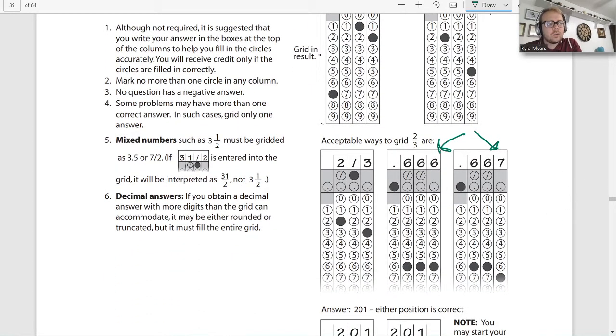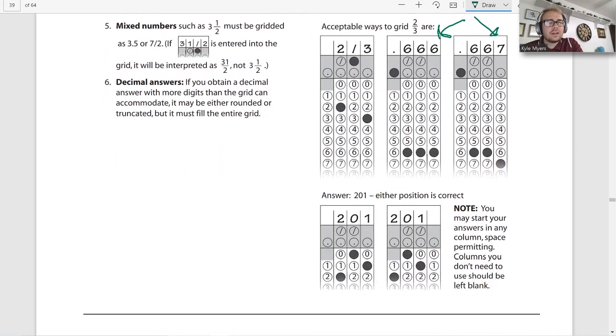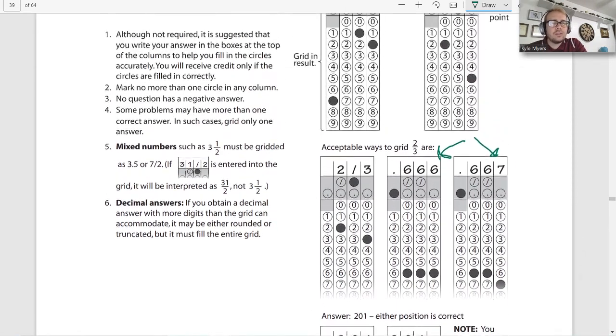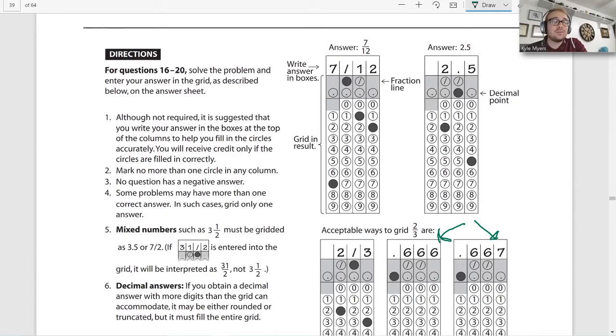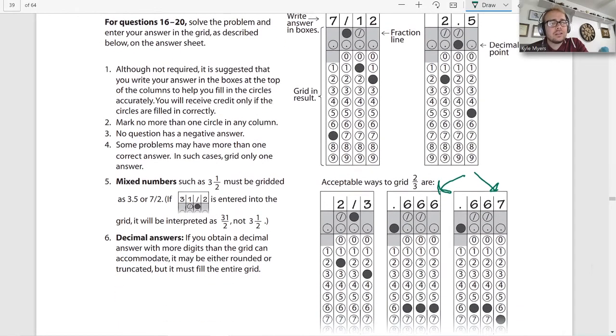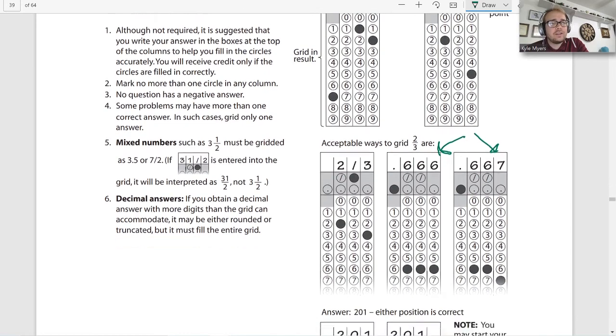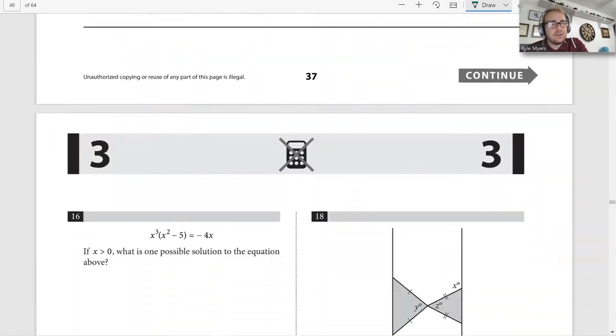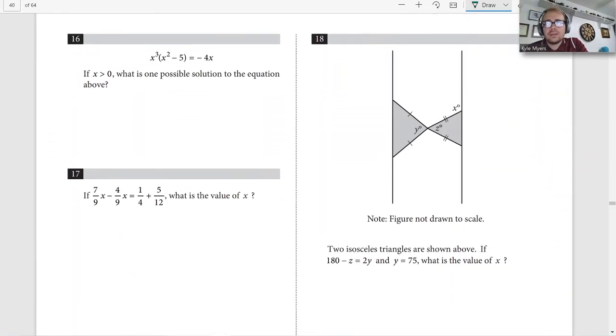Trying to scroll and I was not scrolling. So you can put your answers on the left, you can put them on the right, you can do a decimal, you can do a fraction, but it has to fit. So if you get a really big number that just doesn't fit, then that's definitely a red flag. You did something wrong.